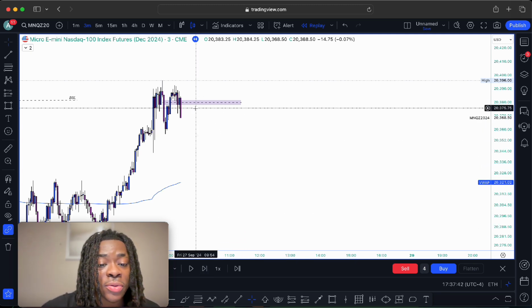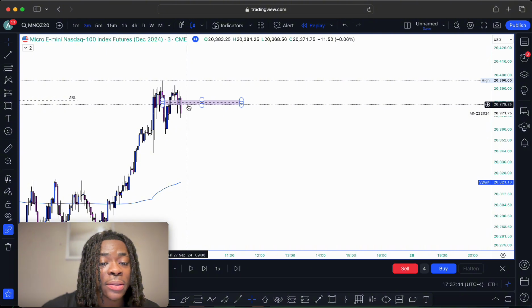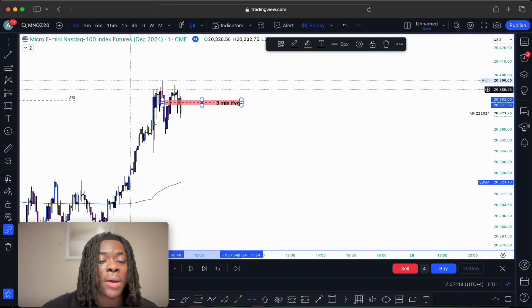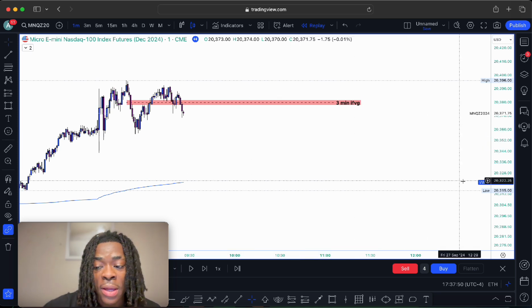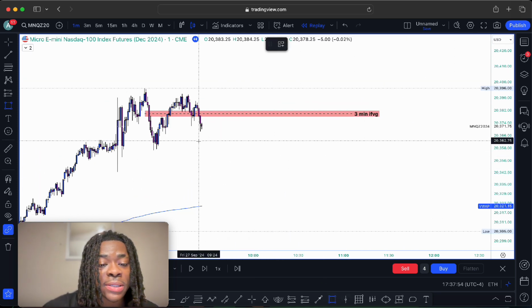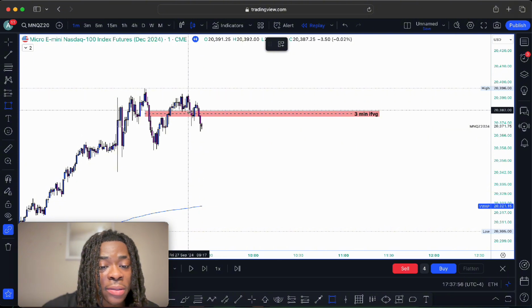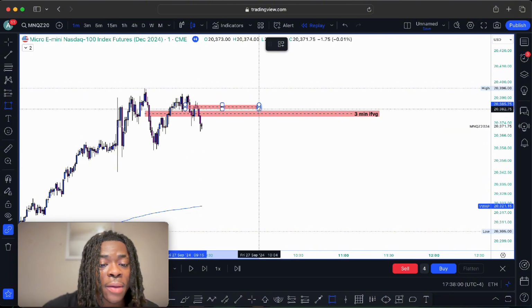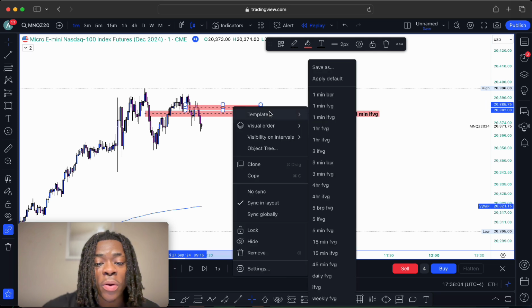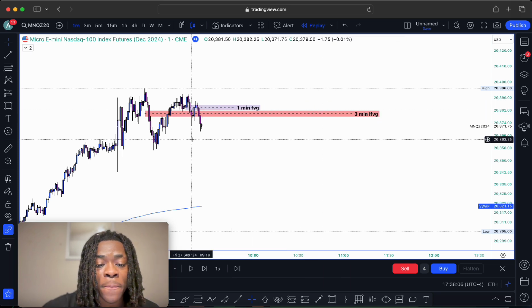So now as soon as that 3-minute got invalidated, now this becomes a 3-minute inversion fair value gap. So it went down to the lower time frame. Now as you can see in the lower time frame, now what do we see? We see that price is respecting bearish fair value gaps while also disrespecting bullish fair value gaps. Now this 1-minute fair value gap got respected.